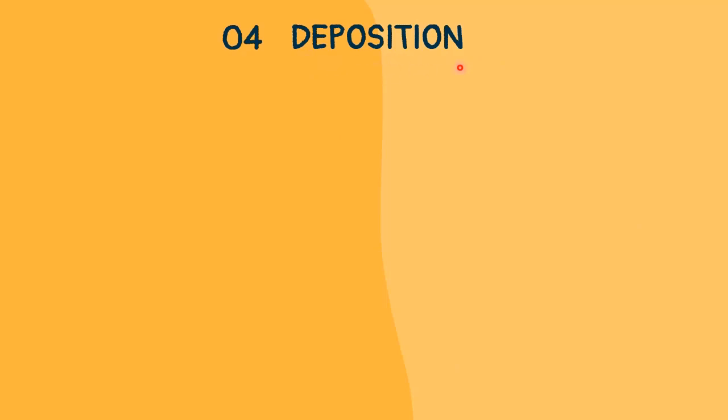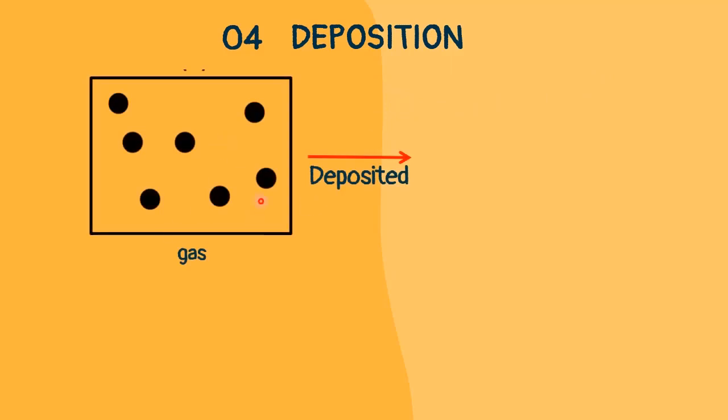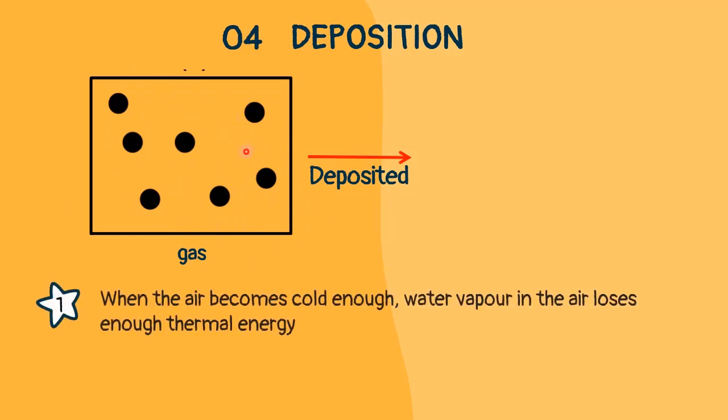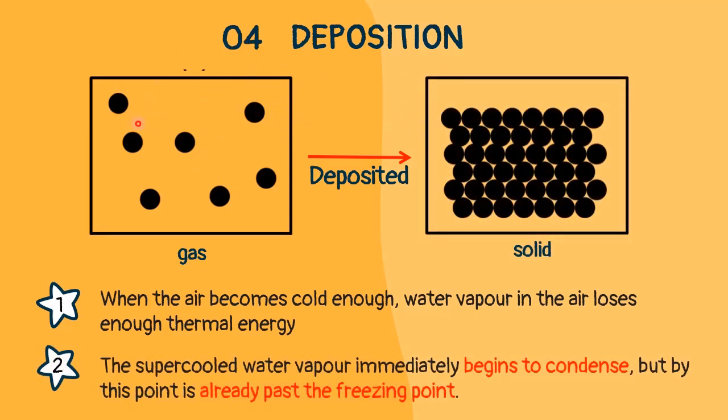Deposition is the phase transition in which gas transforms into solid without passing through the liquid phase. One example of deposition is the formation of snowflakes. For deposition to occur, thermal energy must be removed from a gas, in other words, low temperature. When the air becomes cold enough, the water vapor in the air will lose thermal energy to change into a solid. The super cold water vapor will immediately begin to condense, but by this point it has already passed through the freezing point. So the water vapor changes directly into solid, in this case in the form of snowflakes.